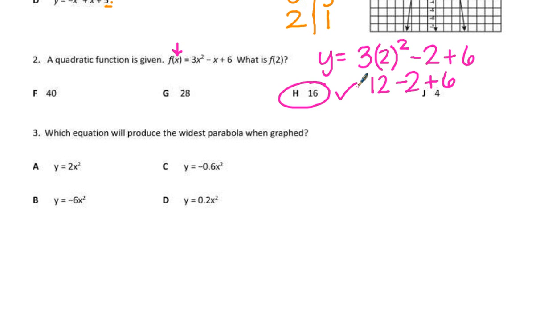Here on number 3, which equation will produce the widest parabola when graphed? So if you remember, a whole number will make it more narrow, and a fraction will make it more wide. Okay, so I'm looking for a fraction or a decimal answer. So I'm going to eliminate choices A and B. Now, who is closer to 0? Is it negative 0.6 or is it 0.2?